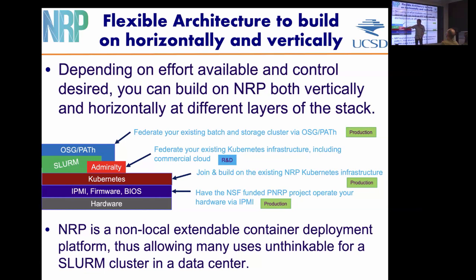And we literally, this all works. The only part that is sort of not production, because we don't have enough customers, is the Admiralty Federation between Kubernetes clusters. But we do some amount at IPMI, we do some amount at Kubernetes, meaning people give us IPMI access to their hardware around the world so that we run everything from IPMI up. People join our Kubernetes cluster and give us therefore root at the very basic level. And then we run everything else, but they run the base operating system. And then people run everything themselves and just join with us via OSG and PATH, basically at the batch layer or the storage layer.